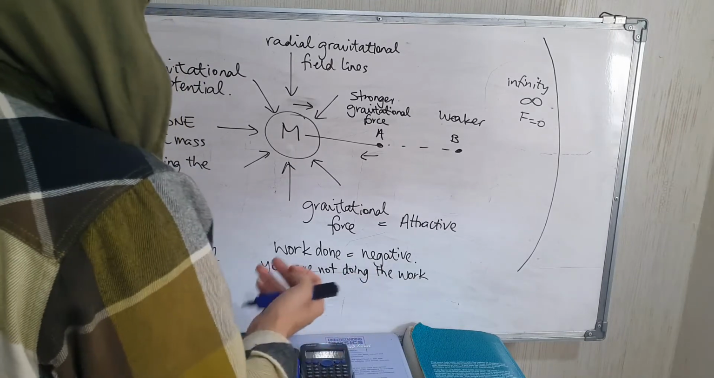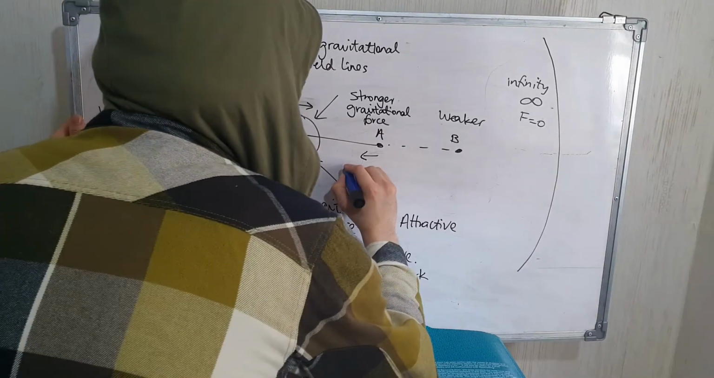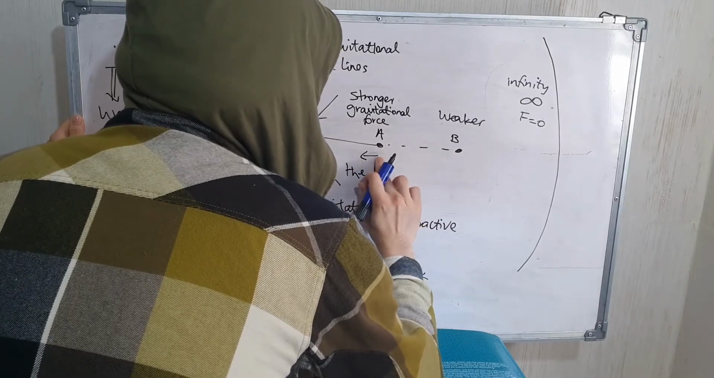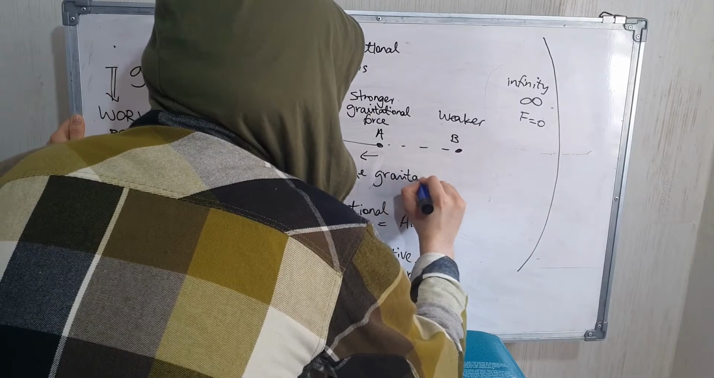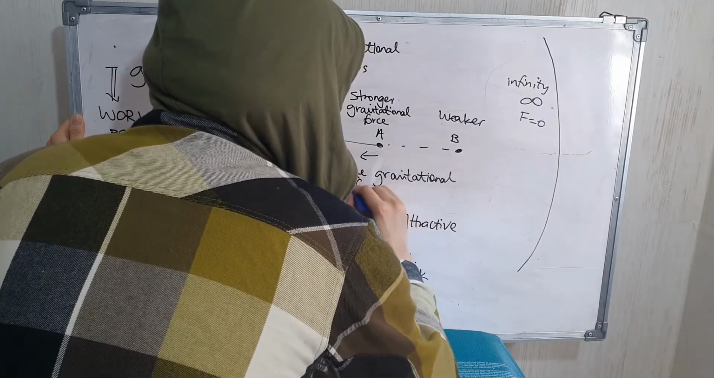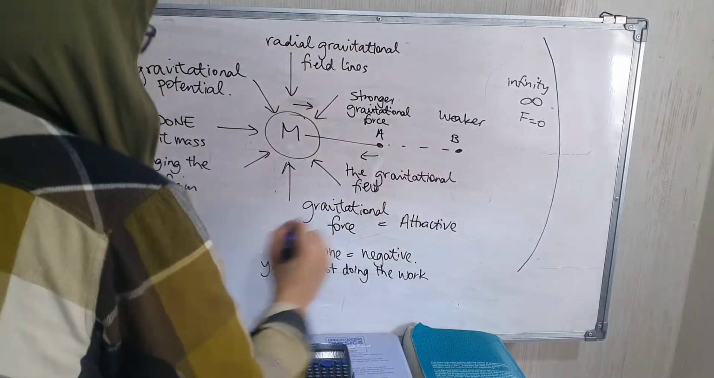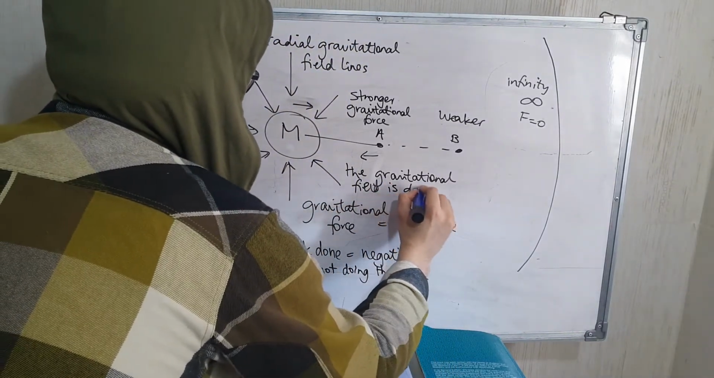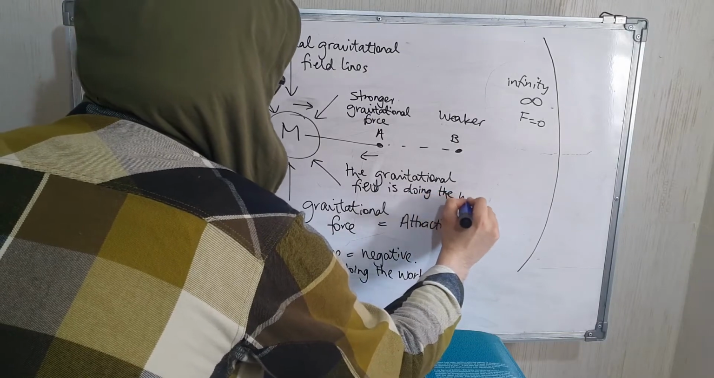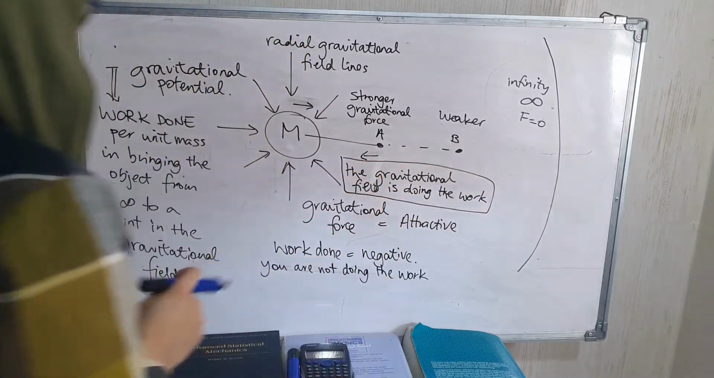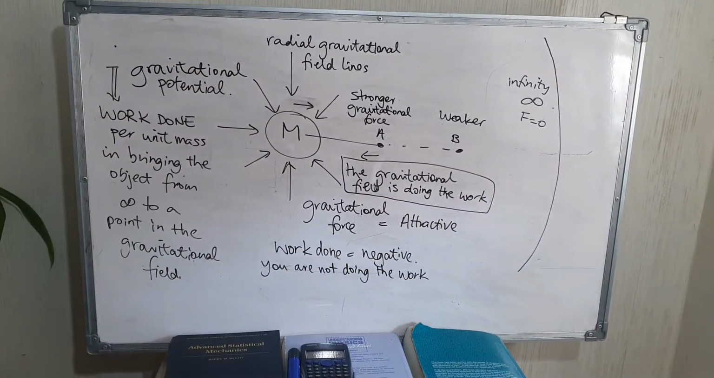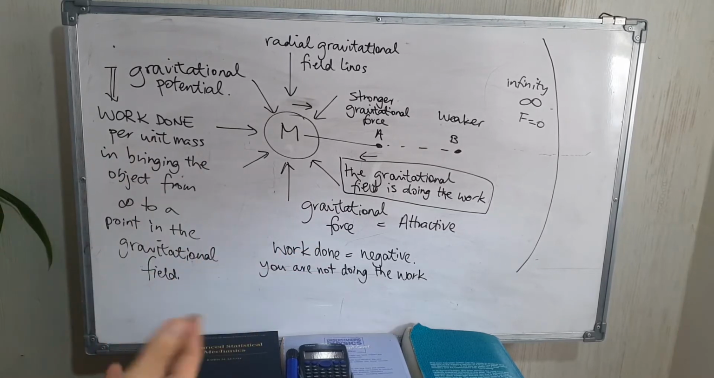You're not doing the work. What's doing the work is the gravitational field. So the gravitational field is doing the work. The gravitational force is attractive and it is negative because you are not doing the work.